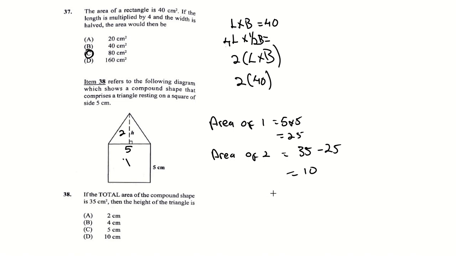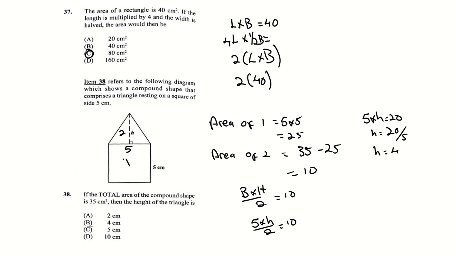So now we know that area of 2, which is a triangle, is base times height over 2, equal to 10. What is my base? My base is 5. 5 times my height over 2 is equal to 10. So we know 5 times h is equal to 20. So h would be 20 divided by 5. So h is equal to 4. So my height would be 4 centimeters. And that is how you would do this question.